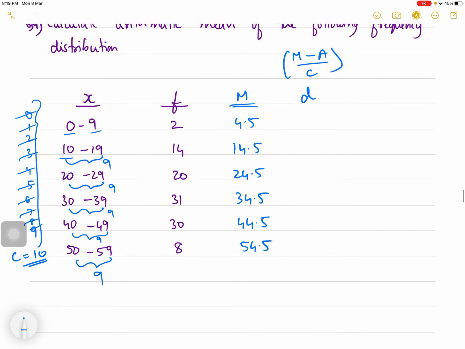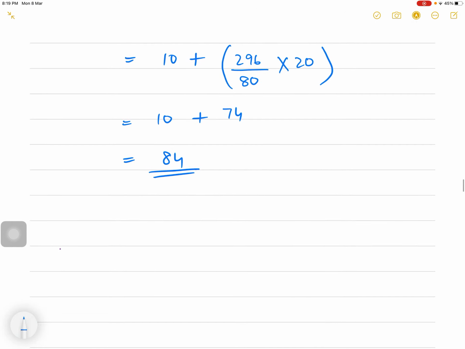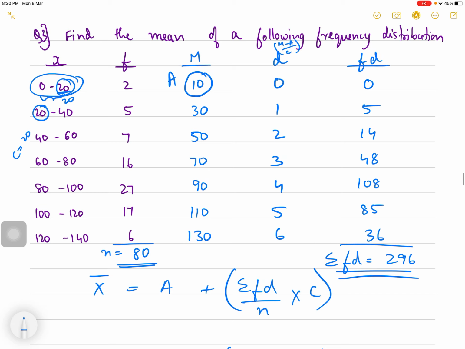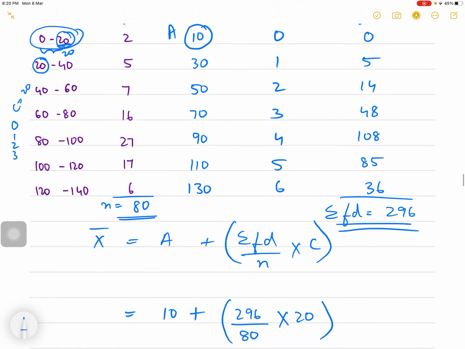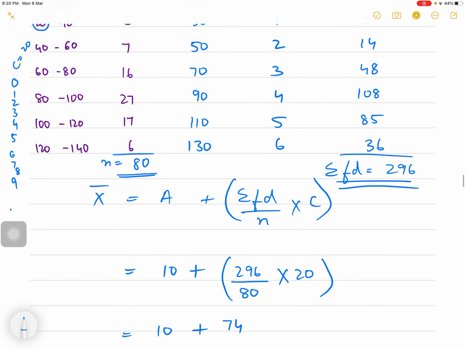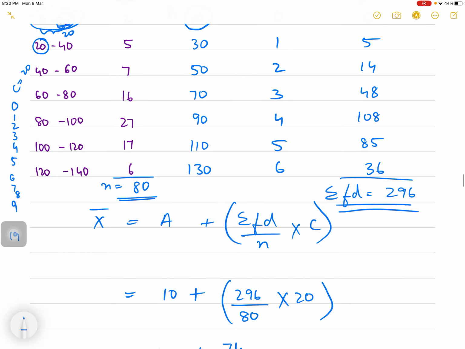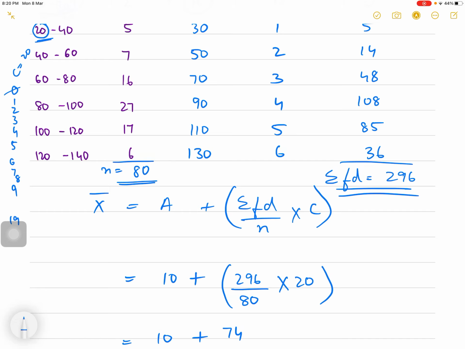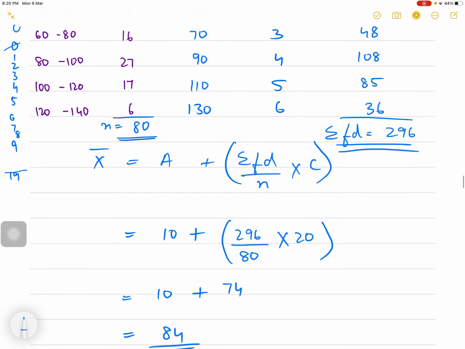In case of exclusive class, what happens? Yeah. So this was an exclusive class where 20 is the upper limit of the first class and 20 is the lower limit of the second class. When you see this class, the numbers which are included are 0, 1, 2, 3, 4, 5, 6, 7, 8, 9 till 19 it is included. Okay. 20 comes in the second class. Right. So when you calculate, it is from 0 to 19. Right.